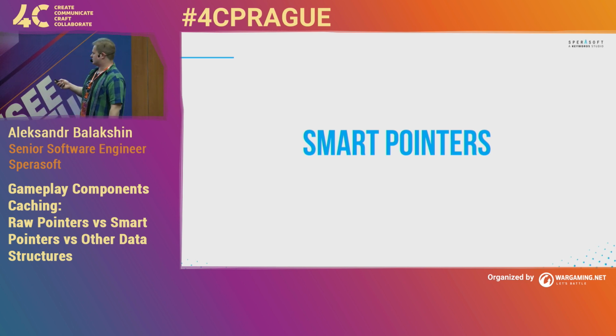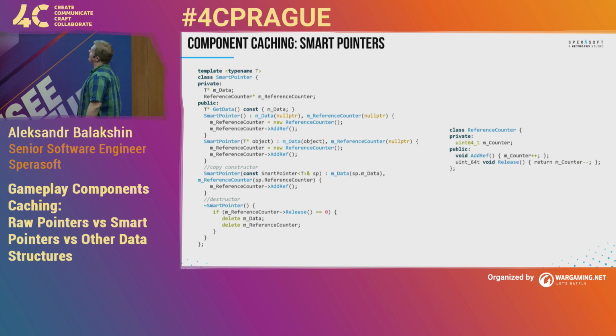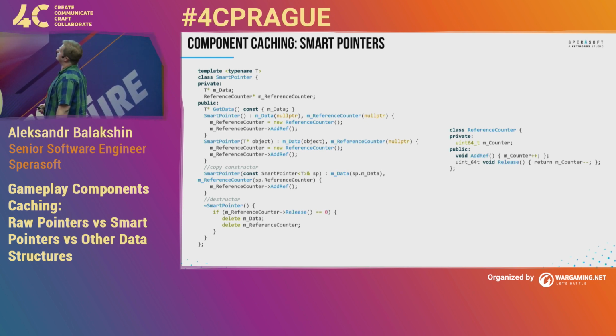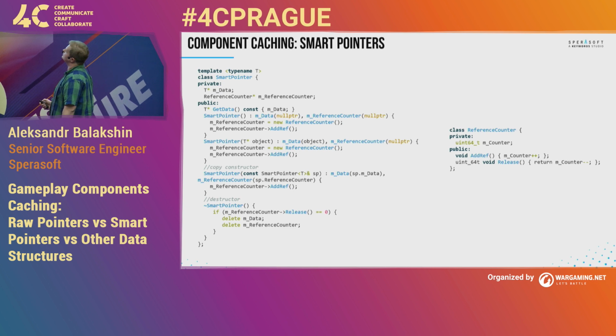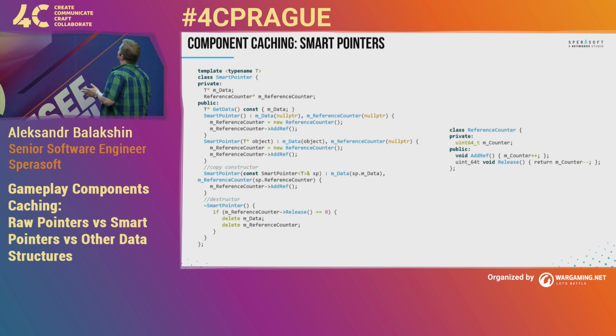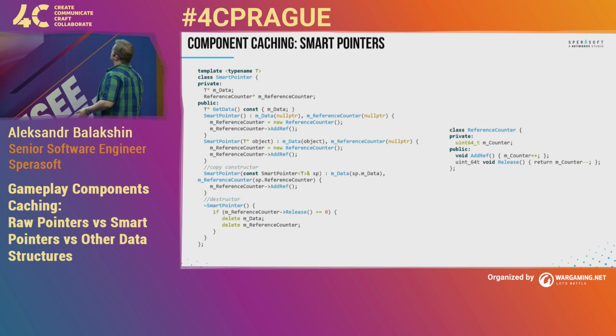Okay, let's try to make something on our own. First of all, we specify this structure. We add 2 members: one is a pointer to the actual data, and the other is a reference counter. The reference counter is a pretty simple class. It has a counter, it has a method of adding references, which increases this counter, and it has a method of releasing, which just decreases it and returns the actual result.